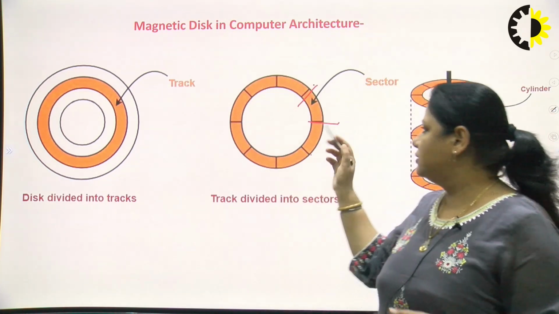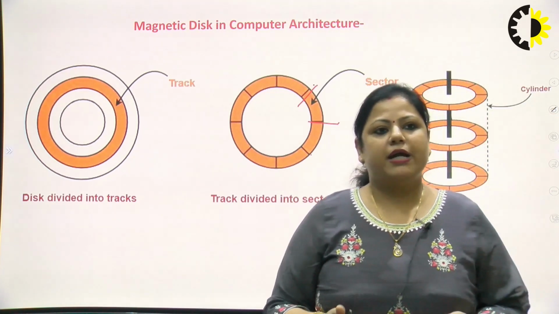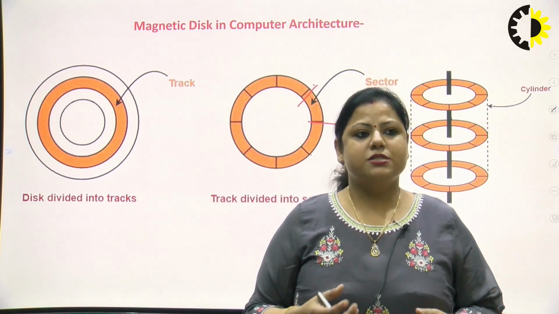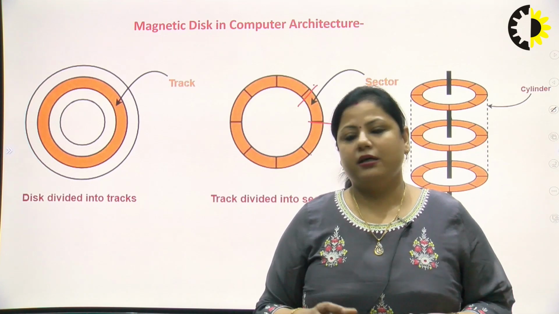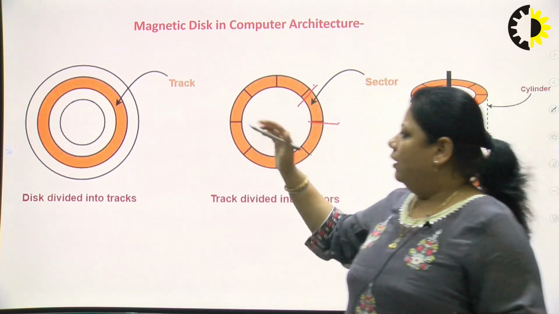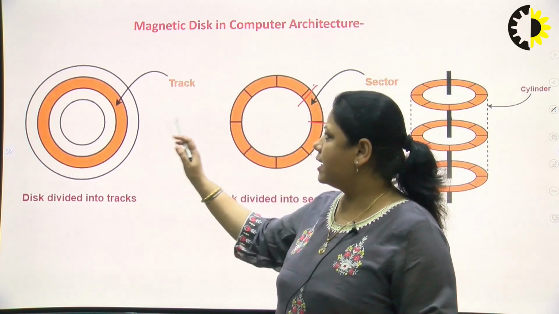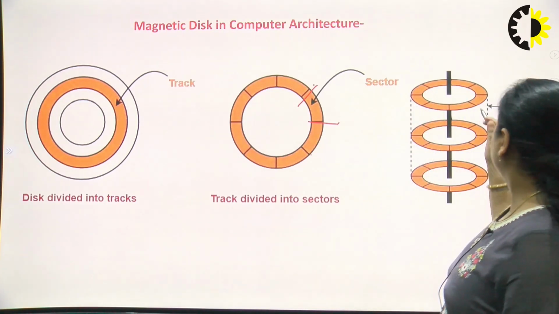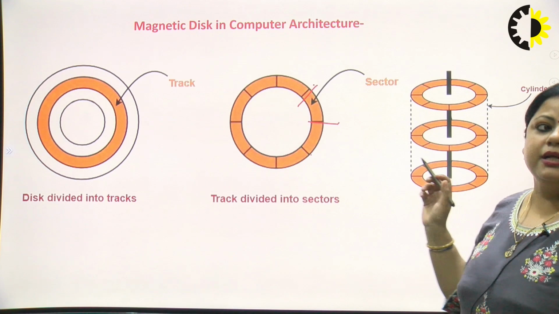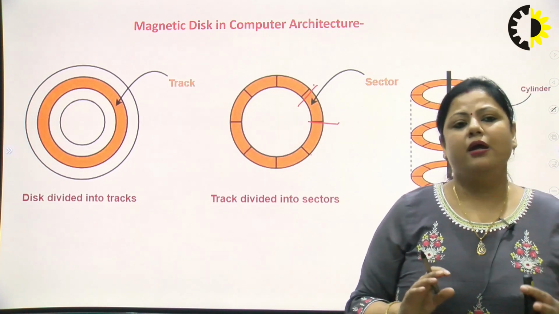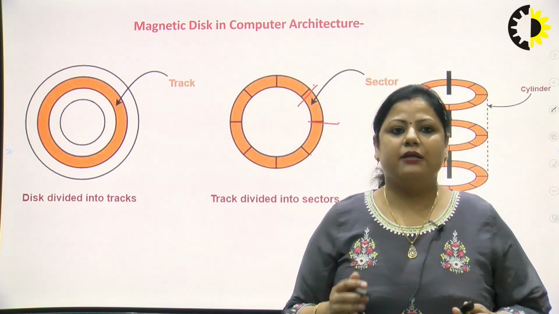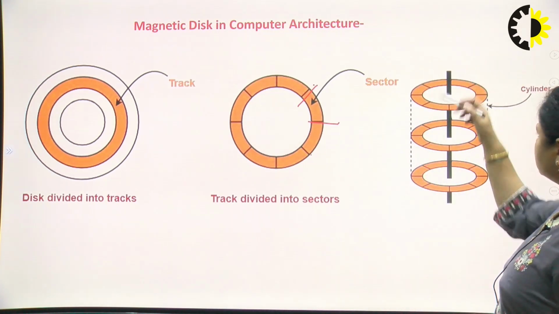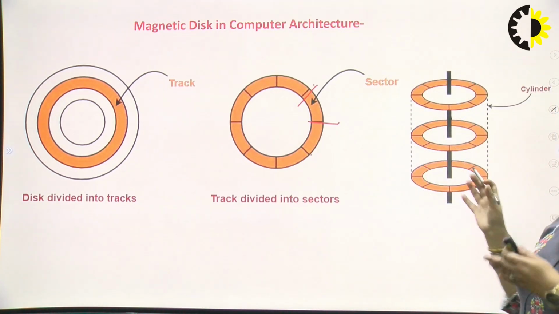Now these tracks are further divided into sectors, which are the smallest divisions in the disk. After dividing the tracks into sectors, we form a cylinder, in which a cylinder is formed by combining the tracks at a given radius of a disk pack. So this is an example of a magnetic disk, and how it works.